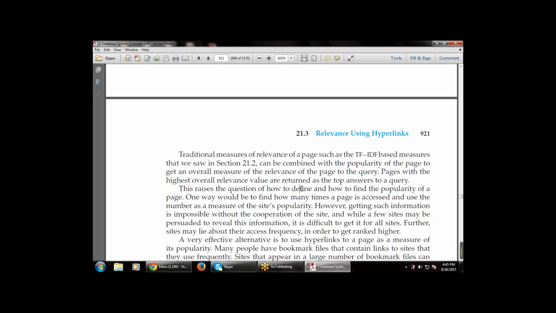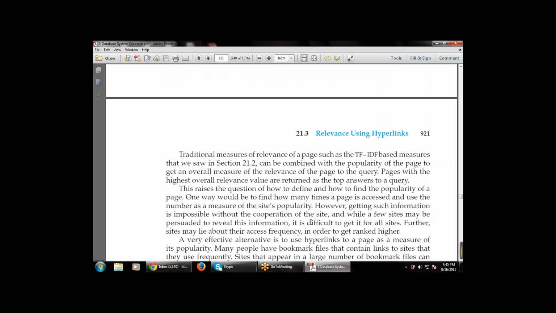This raises the question of how to define and how to find the popularity of a page. That is, how to define the page and how to define the popularity, that is, how popular a page is. However, getting such information is impossible without the cooperation of the site. If there is no cooperation from the site, it is very difficult to find the relevant information.